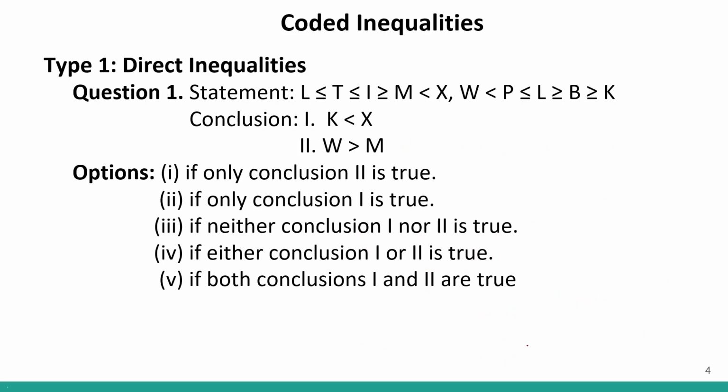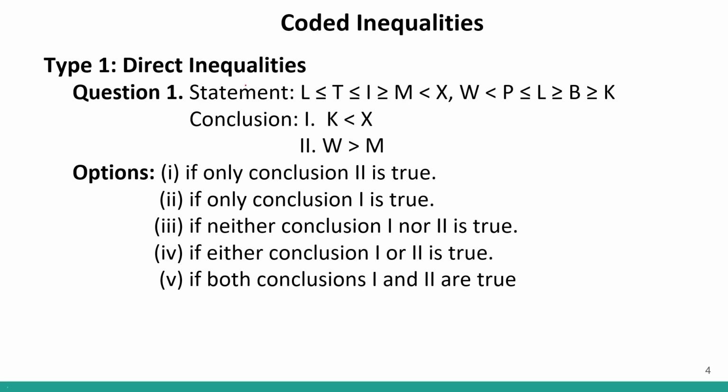So in today's lecture, let us start with type 1, that is direct inequalities. So let us start with question 1. A statement is given to us. In this statement, various relationships between various elements, L, T, I, M, X, W, P, B, K, are given to us. And based on this statement, we have two conclusions. We have to answer whether these two conclusions follow or not. We are looking for only definitely true conclusions, correct?